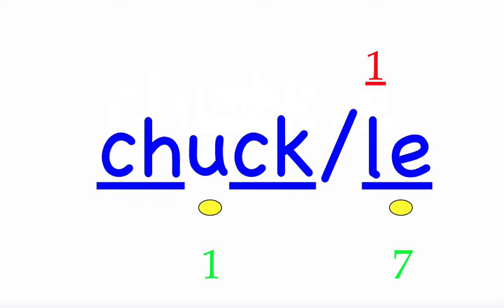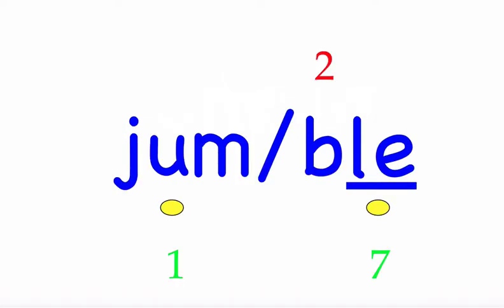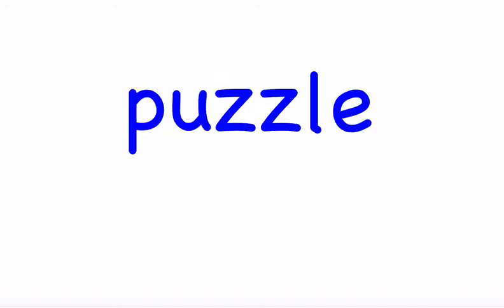Chuck, ul. Row 2. Jumble. Jumble. All the clothes are in a big jumble. Jumble. Jum. 3 sounds. J, u, m. Bull. 2 sounds. B, ul. Jumble. Mark the word. Jumble. Puzzle, puzzle. I want to solve this puzzle. Puzzle, puzz, 3 sounds. P, u, z. Zul, 2 sounds. Z, ul. Puzzle, mark the word.